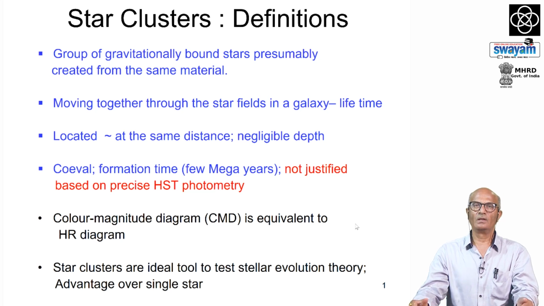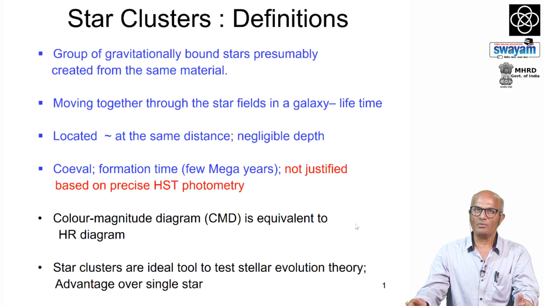So, in this slide, by definition, they are a group of gravitationally bound stars and presumably created from the same material. Actually, it is true, since they are formed from the same giant molecular cloud. So, it is expected that their chemical composition and other properties are similar in all the stars.